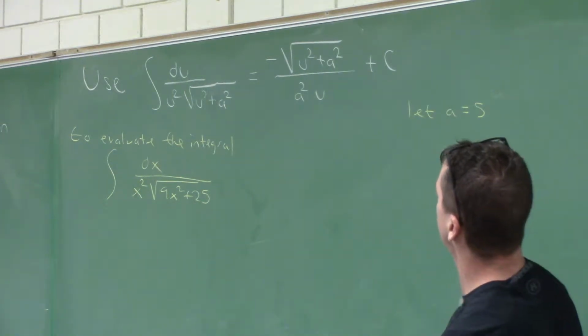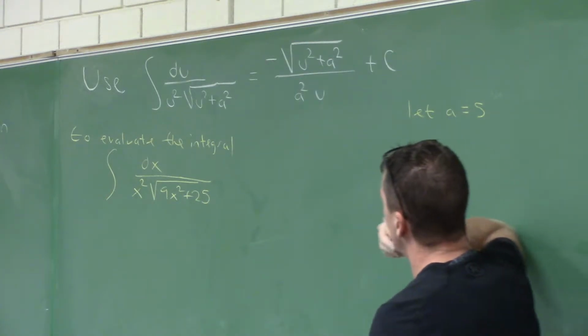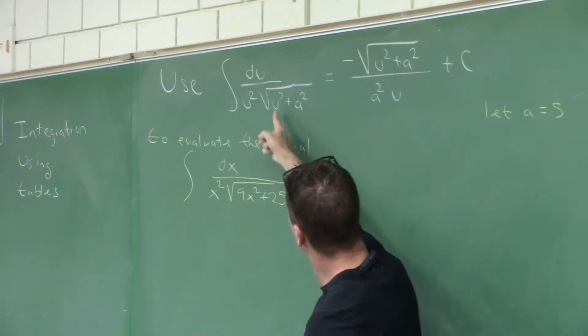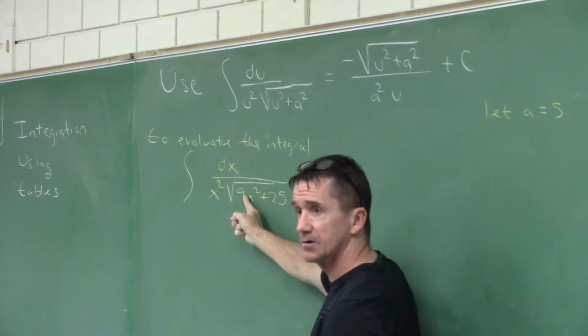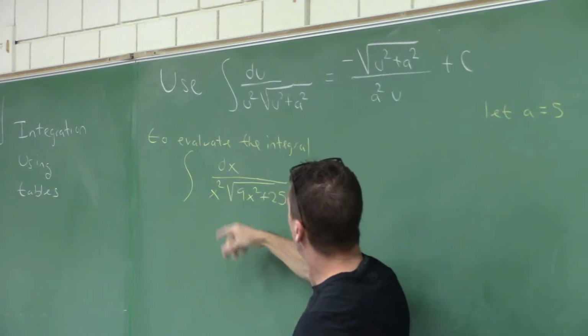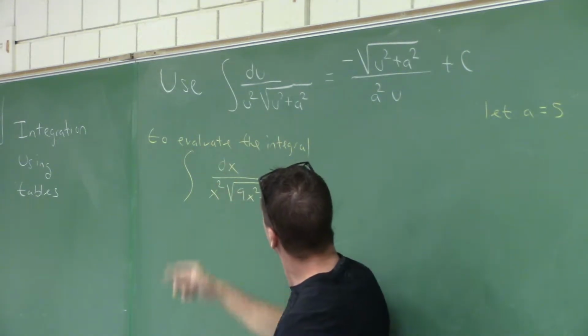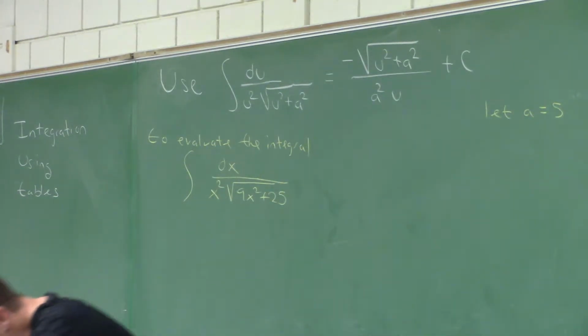Now, what about the u? What am I going to let u equal to? So look at it carefully. Over here it's got u squared, 9x squared, and what's right there? U squared is x squared. Does everyone see that? In that problem, we're going to let u equal 3x, correct?